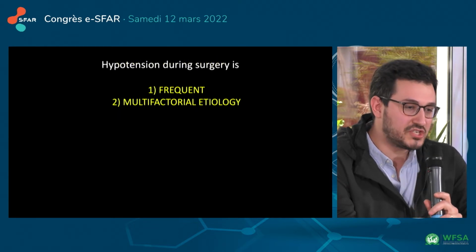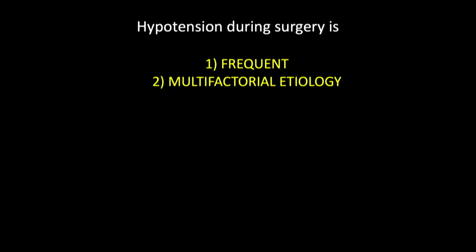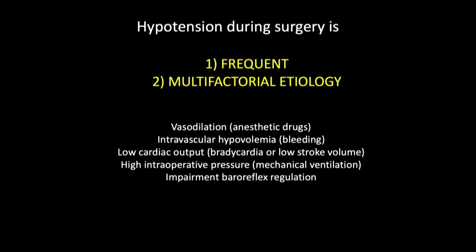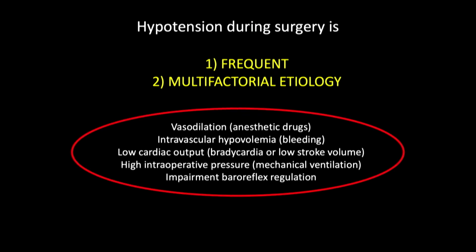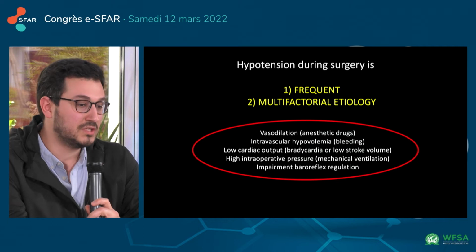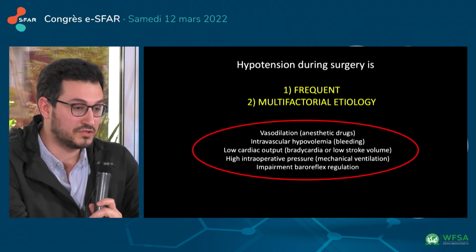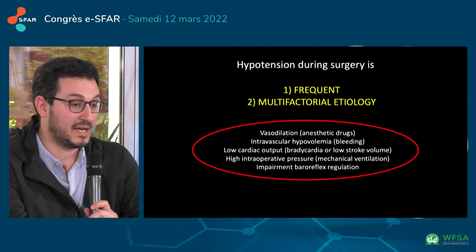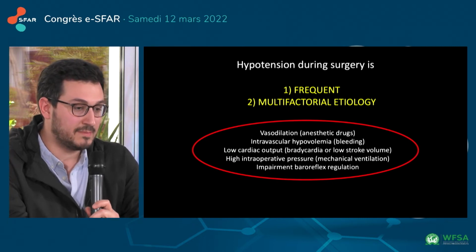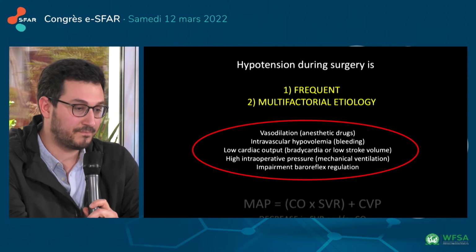So hypotension during surgery is frequent, is common, and has multifactorial etiology, such as vasodilation due to anesthetic drugs, intravascular hypovolemia due to acute bleeding, low cardiac output due to bradycardia or low stroke volume. Mechanical ventilation can also cause hypotension and impairment in baroreflex regulation.